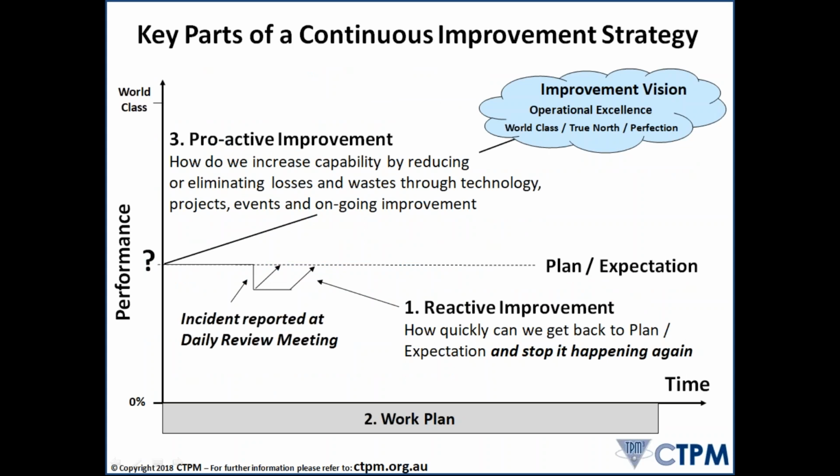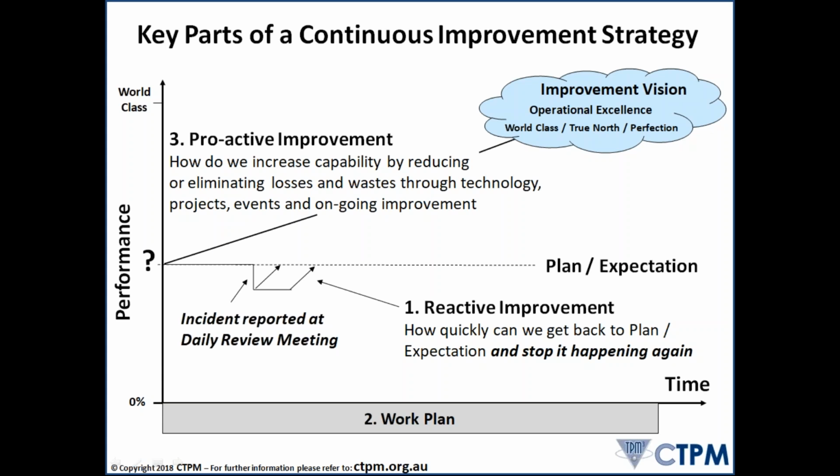As I said, a recap of last month, we talked about the key parts of a continuous improvement strategy and how to find time for continuous improvement. So the 3 key parts of a continuous improvement strategy is 1, reactive improvement. This is the one that we don't tend to focus on as much, but it's our ability on a day-to-day basis for how quickly we can get back to our plan and our expectations for the day after something happens that stops us, whether it be a disruption, an error, whatever happens, we're able to resolve it as quickly as possible and get back to our plan for the day, but most importantly, ensure it doesn't happen again. This is where our daily management fits in.